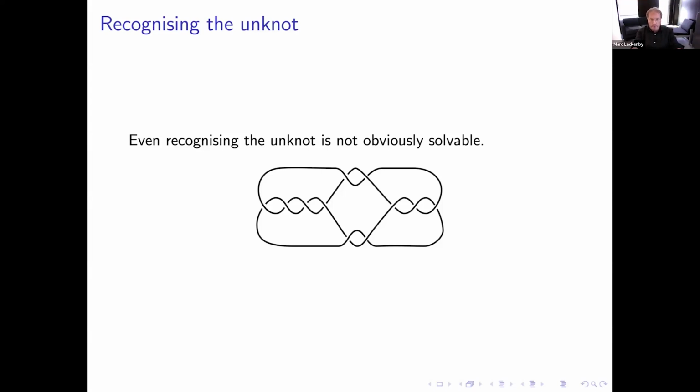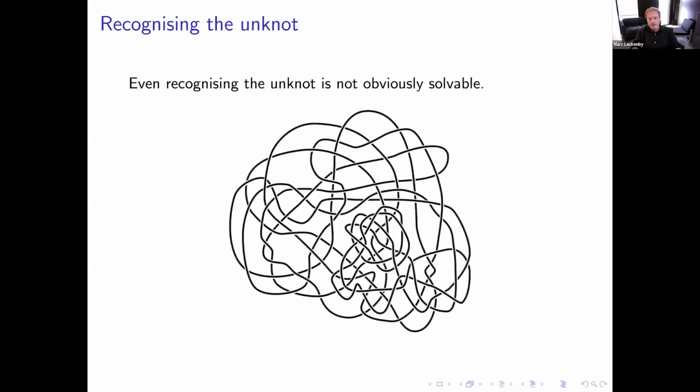You can kind of do that one by eye, but this one is a diagram due to Haken, which is in fact the unknot, and I defy anyone to be able to see that. So I think when you see these pictures, you realize that this is potentially a very difficult problem. No obvious solution, but there is a solution.